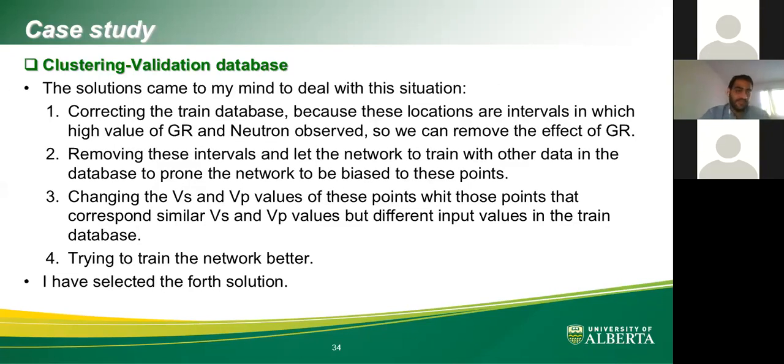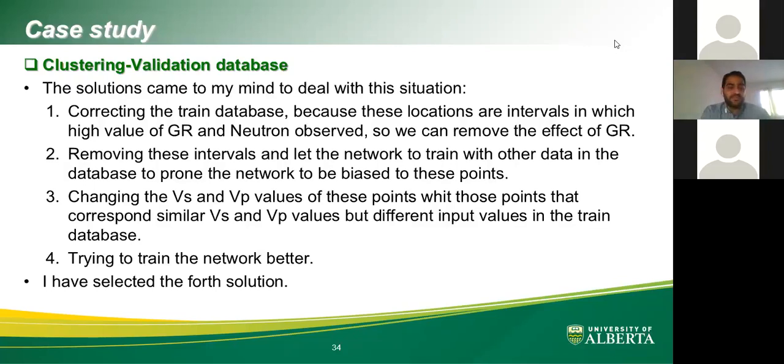The first one is correcting the train database, because the locations where we have underestimation are intervals in which high values of gamma ray and neutron were observed. This is the impact of gamma ray on shear wave velocity and compressional wave velocity. In these intervals we have a peak in gamma ray. So the first solution is correcting these values, but because we didn't have any prior information about the field and the problem, we couldn't correct these values.